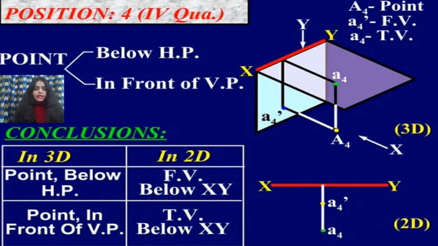Now for the fourth case, in 3D you can see on the image and get it crystal clear. In 3D, the point is below HP and in front of VP. So in 2D both will be below the XY line, that is the reference line. In conclusion, front view is below XY and top view is also below XY, because the horizontal plane will be rotated clockwise, so it will be overlapping.